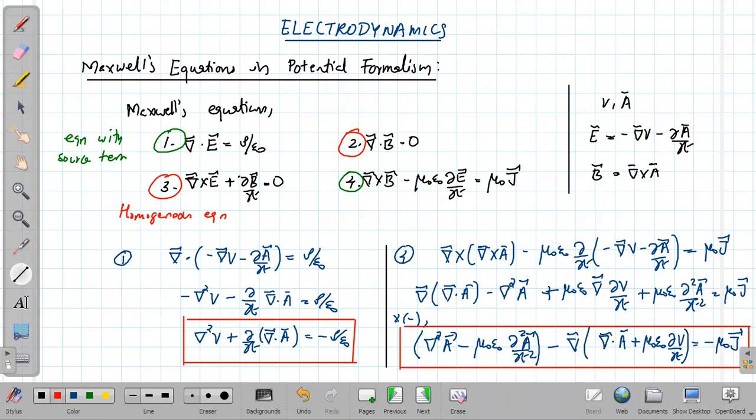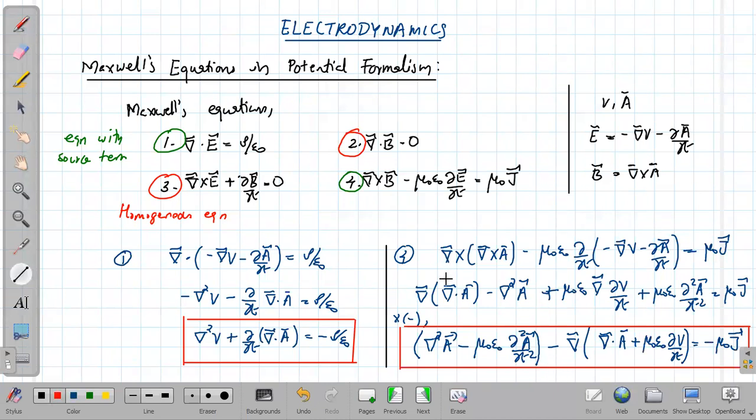So we have these two equations. These two equations together are called the Maxwell's equations in terms of potentials. Why we have written them in this particular form, we'll understand in the next discussion. That would be the last session for this particular chapter, which is about the Coulomb gauge and the Lorentz gauge. So see you in the next class.